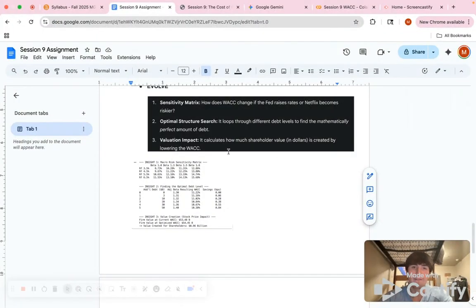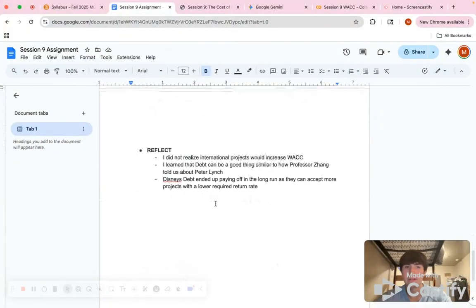So finally, for our insight number 3, it shows the shareholder value and how it's created by the lower WACC. So basically, the firm value at the current WACC is $53.48 billion, and its optimized would be $54.45 billion. And it created almost $1 billion in value for the shareholders if we were to take on this extra amount of debt. So I thought that was very interesting.